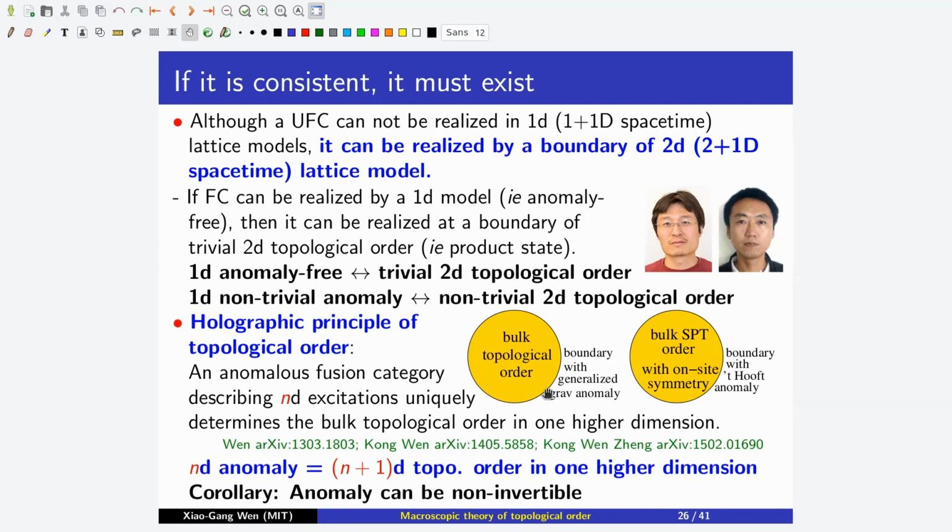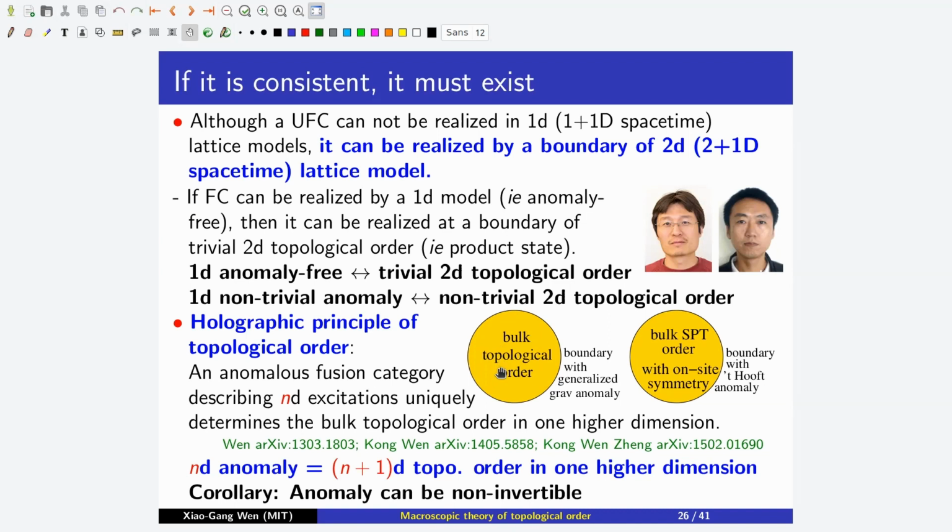And so here we say that the boundary is not just a boundary condition. The boundary actually is a fusion category. It means that the data for the boundary is those particles, all those particles. Those non-trivial particles on the boundary form a fusion category, and that is enough information to determine the bulk.